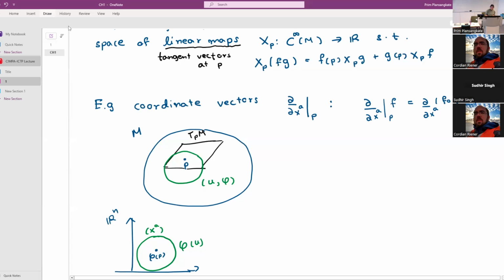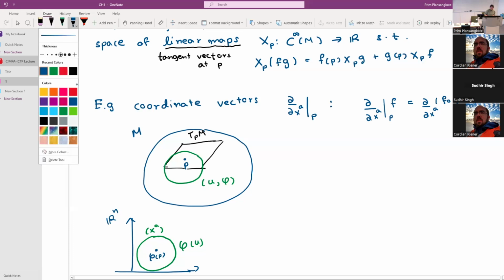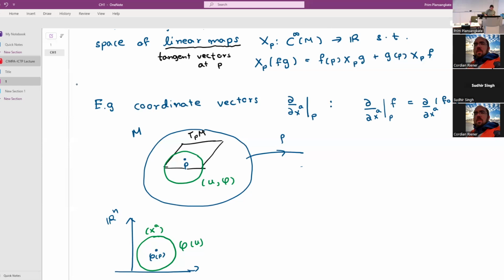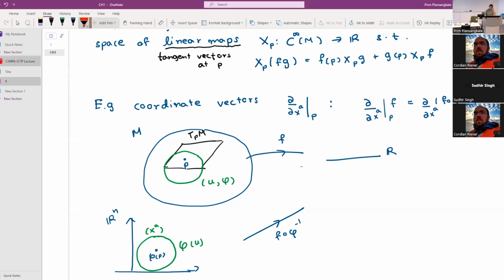So you have a real-valued function f defined on M, mapping to R. Then you can consider the coordinate representation of f, which is a function from Rn to R, and take the partial derivative of this function and evaluate it at this point. This gives you a real number, and you define the coordinate vectors by this action.